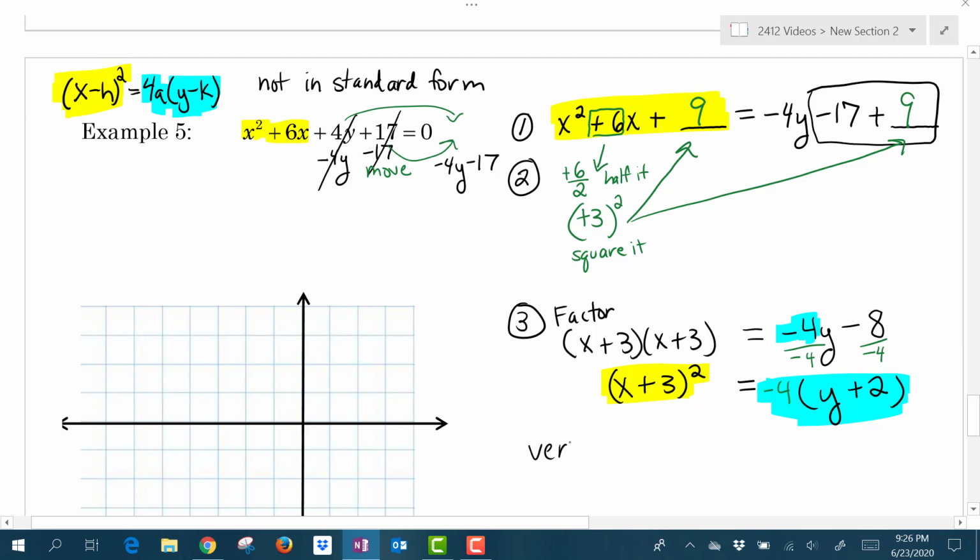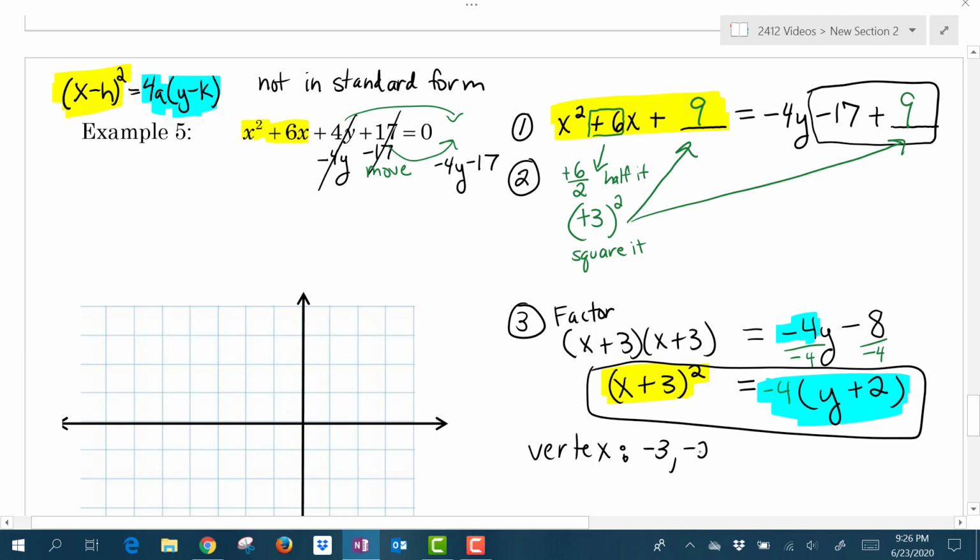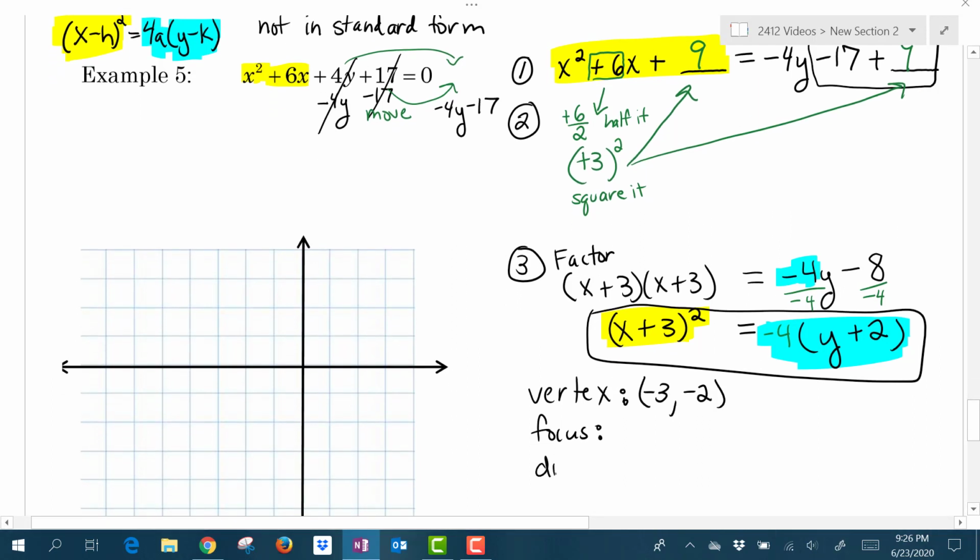So now we can find a few things. Here's the standard form. Now we know what the vertex is, right? The vertex then would be negative 3, comma negative 2. We should be able to determine what's the focus, and then what's the equation of the directrix. Alright, so let's start to graph some things. I'm going to label my graph.